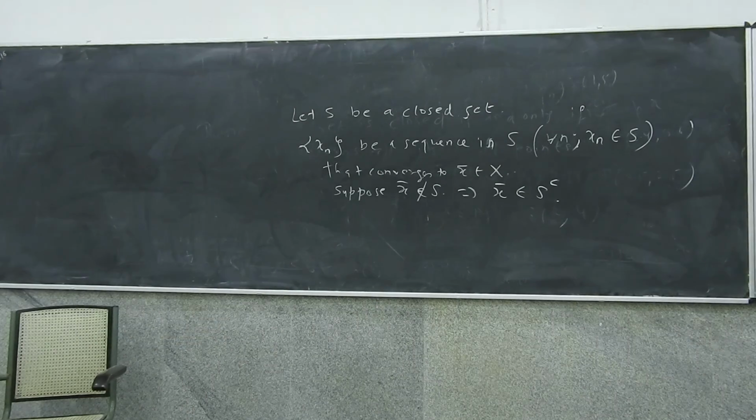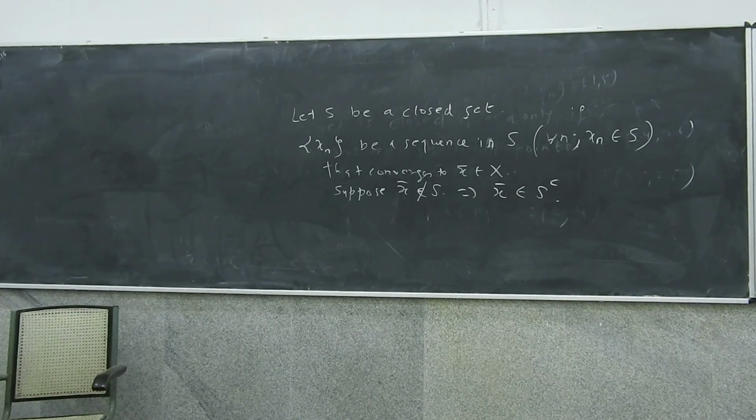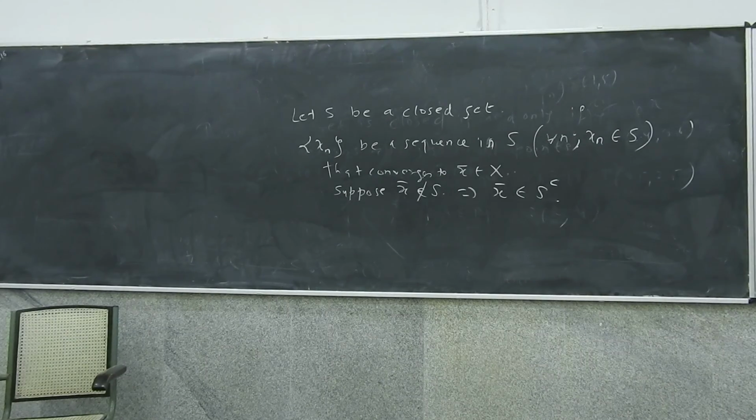Okay, right? So now, let me argue this again. What are the implications of assuming that X bar does not belong to S? S is a closed set. So where will X bar belong? S complement. Right? Now what is S complement? Open set. S complement is an open set.